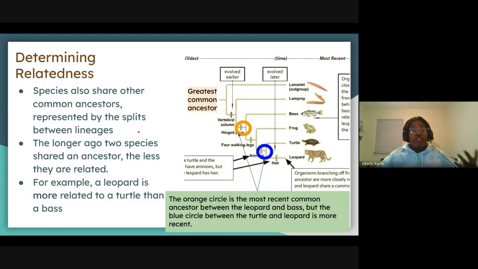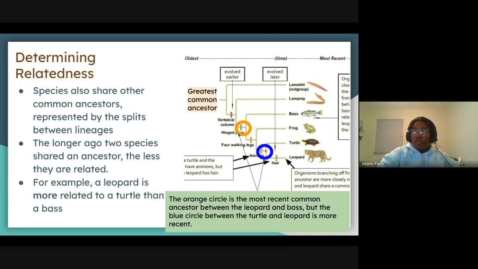So when we talk about determining relatedness, and I'm going to do a couple of examples of this in a little bit, so don't you worry. We want to look at how quickly we find their common ancestor. Okay, and so there's the greatest common ancestor. However, each species do have their own common ancestors. So for example, we have the common ancestor between the turtle and the leopard. And so as we trace their lines, we want to find the quickest junction, kind of like a street's crossing, right?